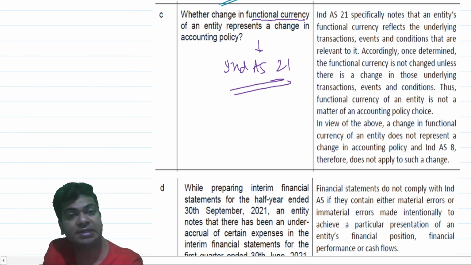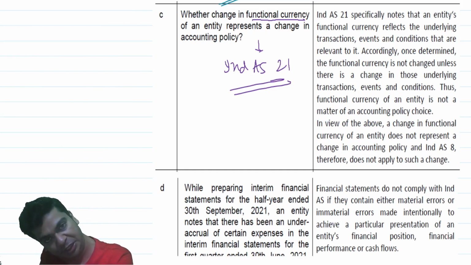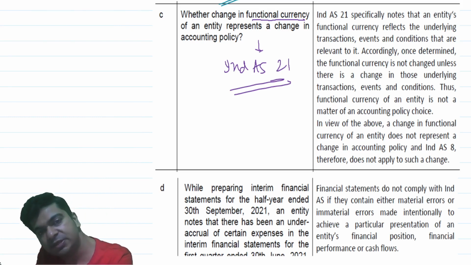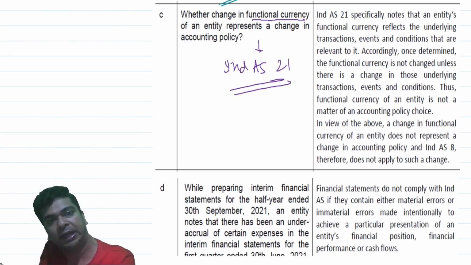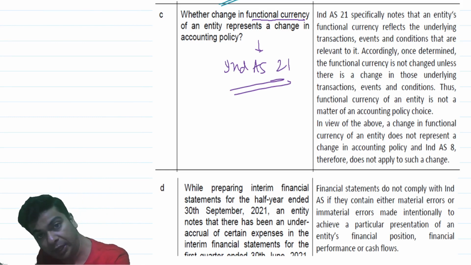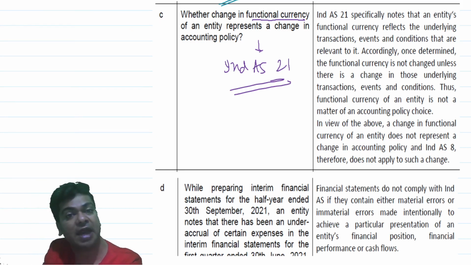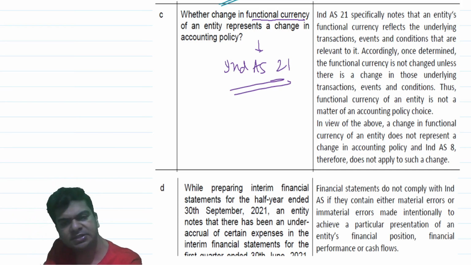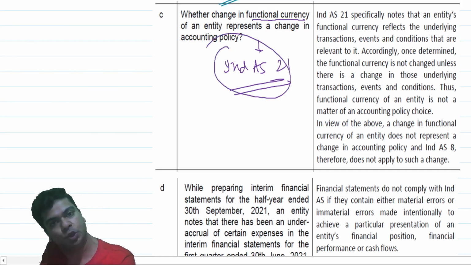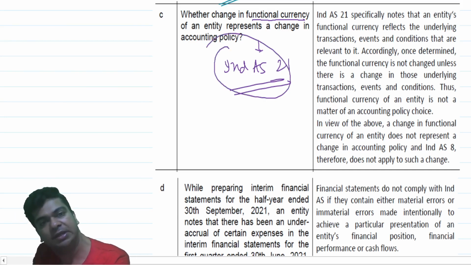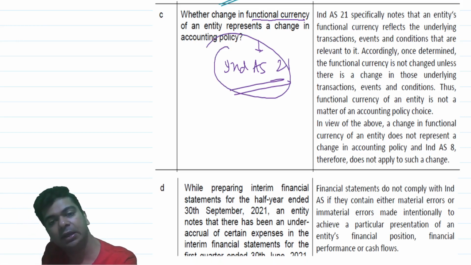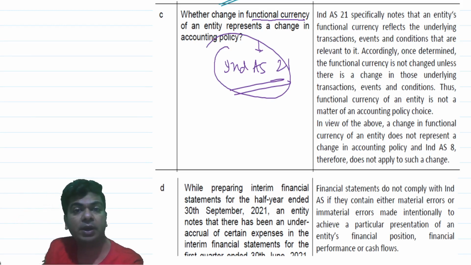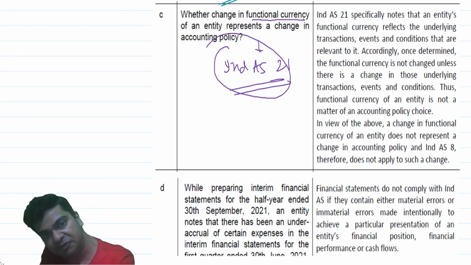Ind AS 21 itself suggests that if at all there is a change in a functional currency, its effect will be given prospectively. That itself makes it very clear that the functional currency is not exactly an accounting policy. Because if it's an accounting policy, then its effect has to be given retrospectively. This is actually all covered by Ind AS 21. It is not a subject matter of Ind AS 8. So do not apply Ind AS 8 over here. Functional currency is an integral concept of Ind AS 21. Apply the principles of Ind AS 21 and accordingly give the treatment for change in functional currency.